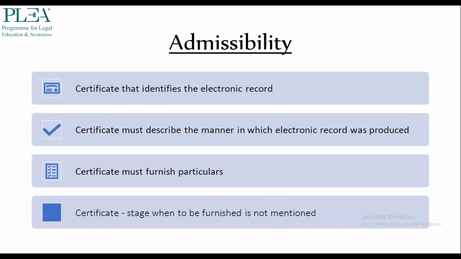Next, the certificate must furnish particulars, as I mentioned earlier. It also says that the stage when the certificate is to be furnished is not mentioned here in 65B. Basically, when the trial starts, you don't know how the witnesses and evidence are going to be produced. Of course, when a criminal trial starts, the police files a charge sheet and evidence is to be given along with it.